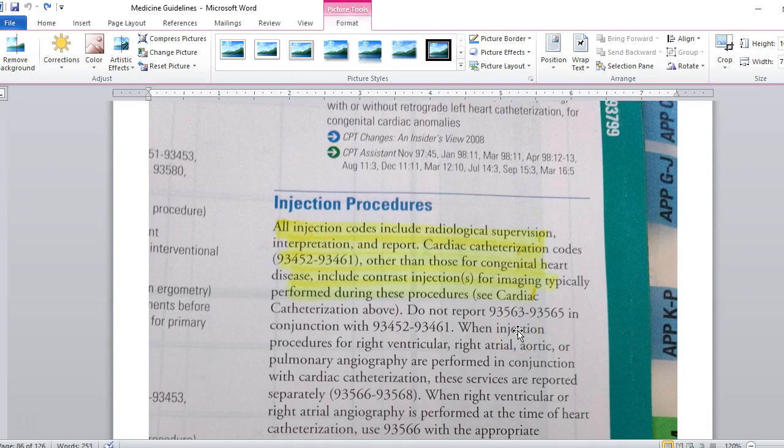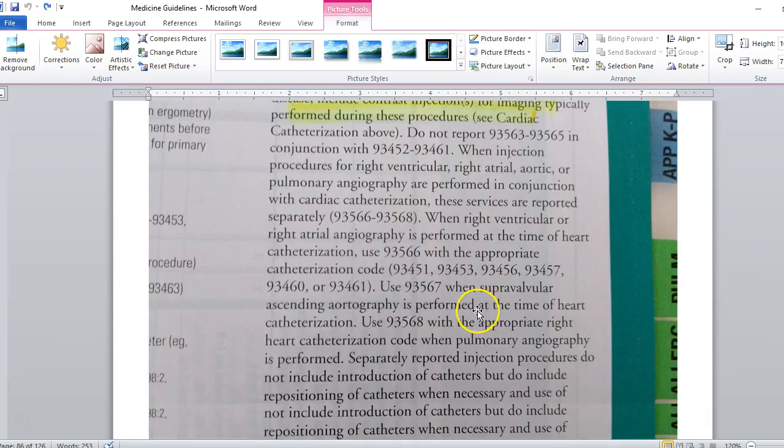So again, injections, we have to be careful because we have the administration and we have the agent. All injection codes include radiological supervision, interpretation, and report. Cardiac catheterization codes other than those for congenital heart disease include the contrast injections for imaging typically performed during those procedures. But again, if it's above and beyond, then we're going to have to code for these.